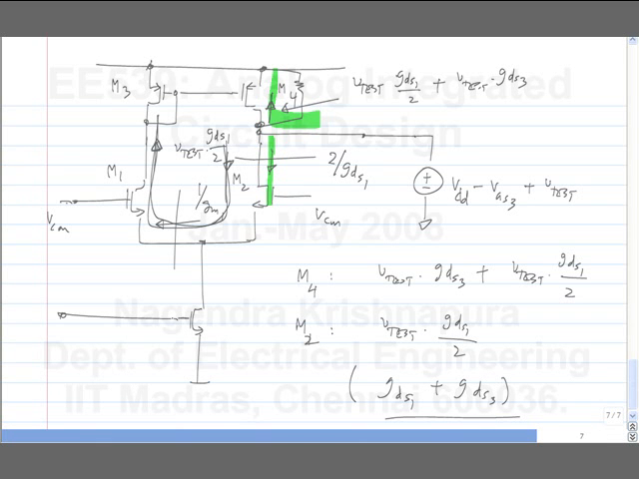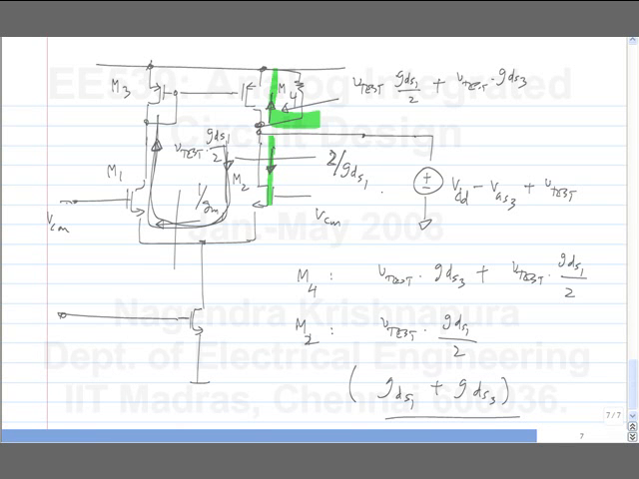Is it okay? Again, you can put all the node equations together, calculate, and you will get something very close to this. There are two approximations we have made. First of all, looking down here, it's not exactly 2 by GDS1. It is 2 by GDS1 plus 1 by GM1. So that's a very good approximation, to neglect that 1 over GM1.